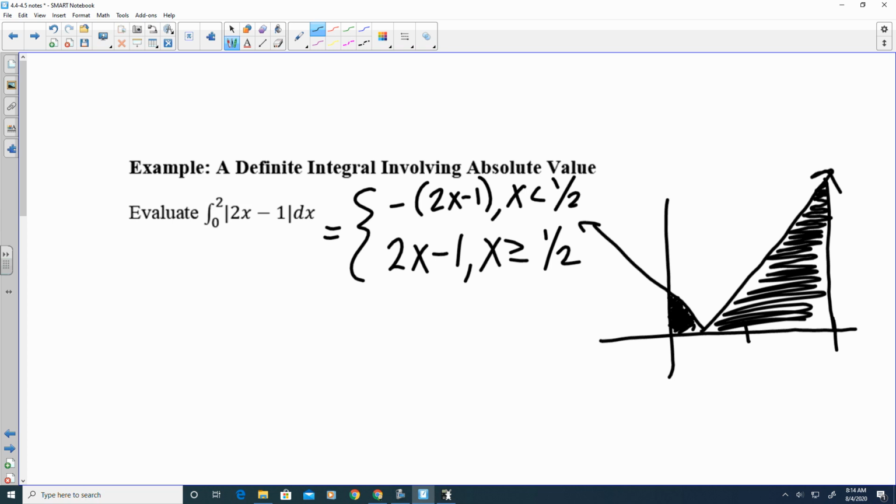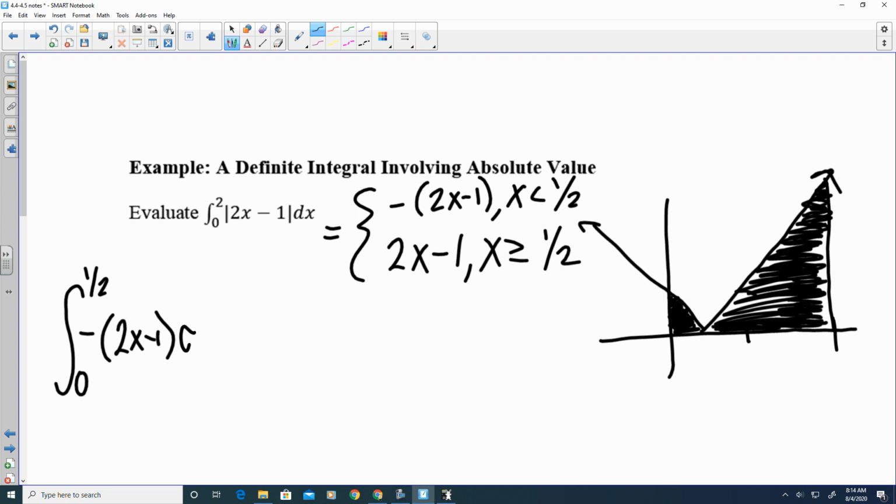It doesn't matter where you put the equals. You could have put it with the first one as long as you don't have it on both. Okay, so now we're going to turn this into two separate integral problems. The first one is from 0 to 1/2 because that's where it changes direction, and the function, as you could see, was the opposite of 2x minus 1 dx, and then we're going to add the integral from 1/2 to 2 of 2x minus 1 dx.